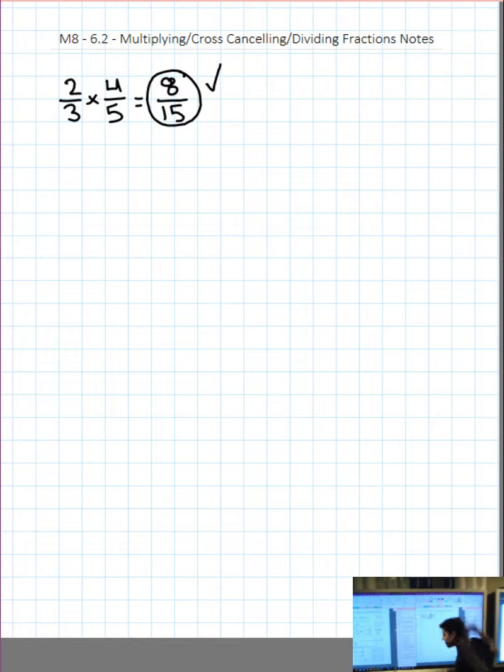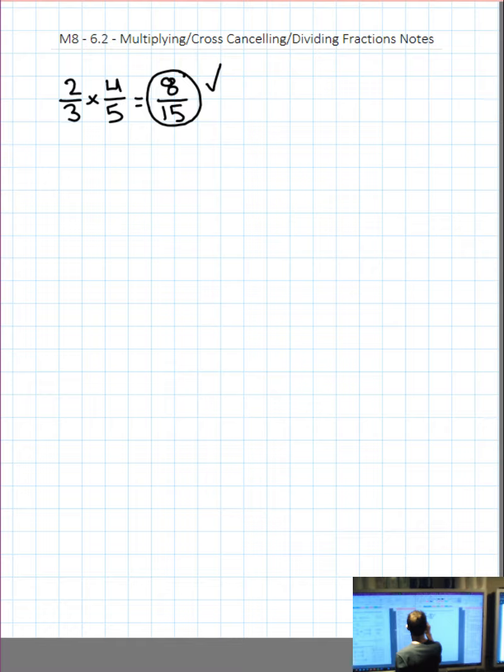Checking your answer every single question you ever do. I will stress this so often. Not sometimes, not when your teacher asks you to, not when you want to, all the time. Okay, so let's take a look at another multiplying fractions.